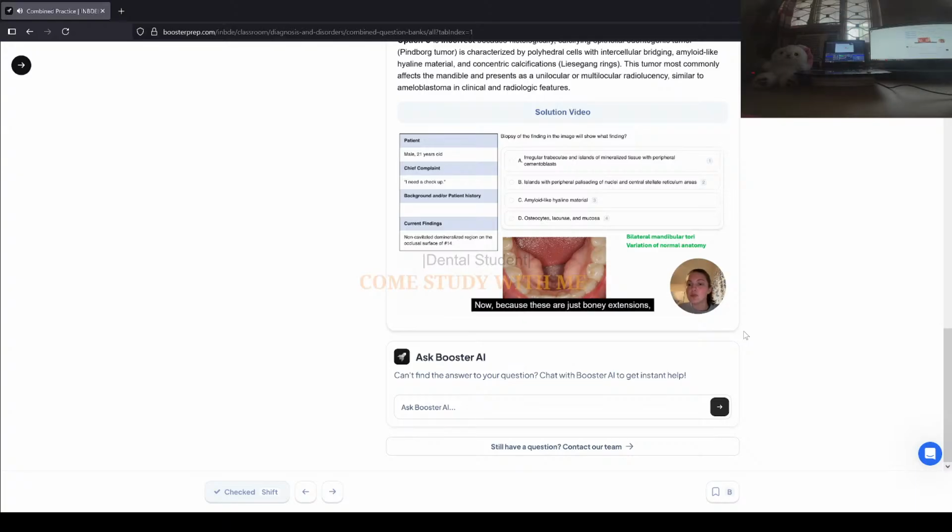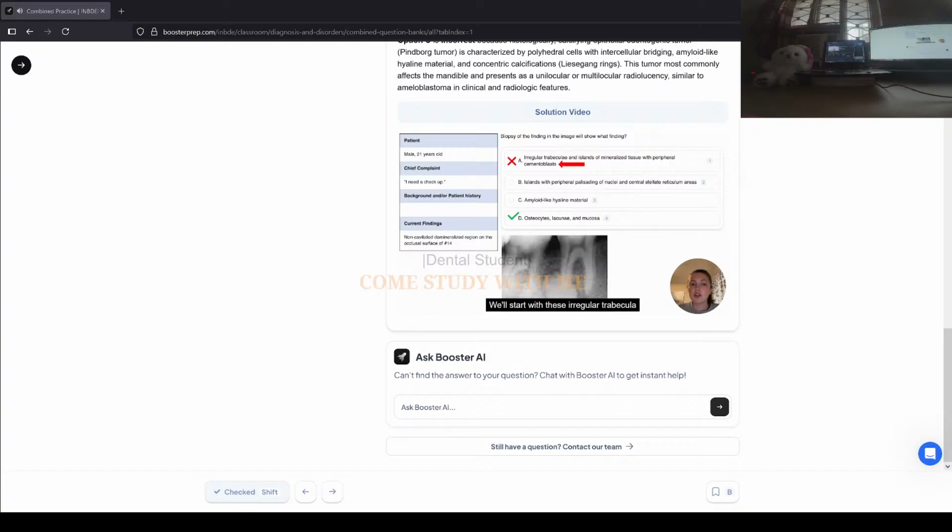Because these are just bony extensions, a biopsy would show a mineralized collagenous matrix with osteocytes and lacunae. This means that the correct answer would be D, osteocytes, lacunae, and mucosa. The osteocytes are responsible for the maintenance of the bony matrix, and lacunae are just the spaces in which these osteocytes are encased. Although this is definitely the correct answer choice, let's go through the other answer choices and discuss what lesion they would be seen in and how they're similar and different from mandibular tori.